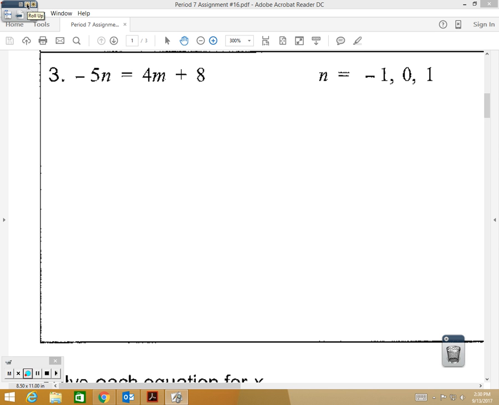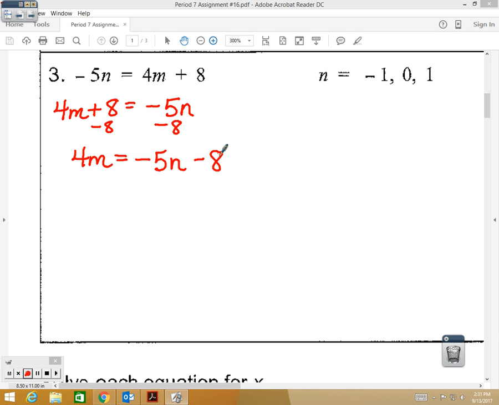And right now the m is on the right-hand side of my equation. So I'm going to rewrite this as 4m plus 8 equals negative 5n. I just flip-flop sides. I didn't change anything, okay? But my m at least now is on the left-hand side, which is nice. Now I'm going to get rid of this 8 by subtracting it from both sides. So that gives me 4m equals, and I can't subtract 8 from 5n because they're different terms. They're not like terms. So it's just going to be negative 5n minus 8.